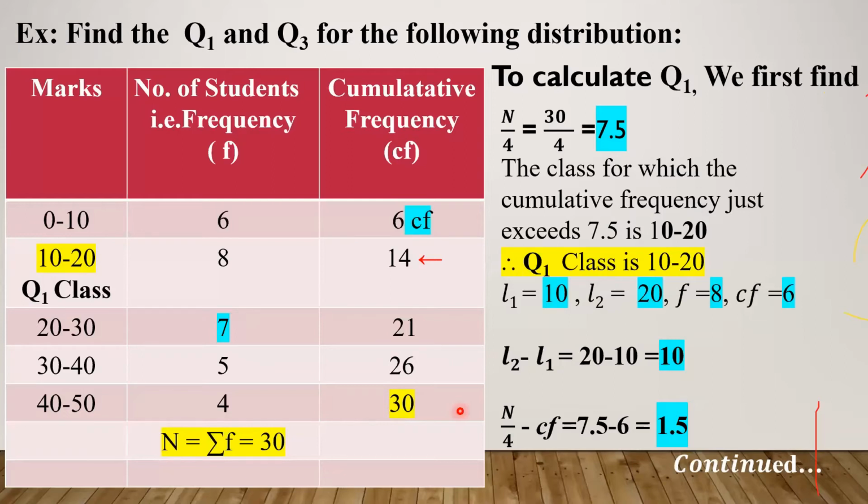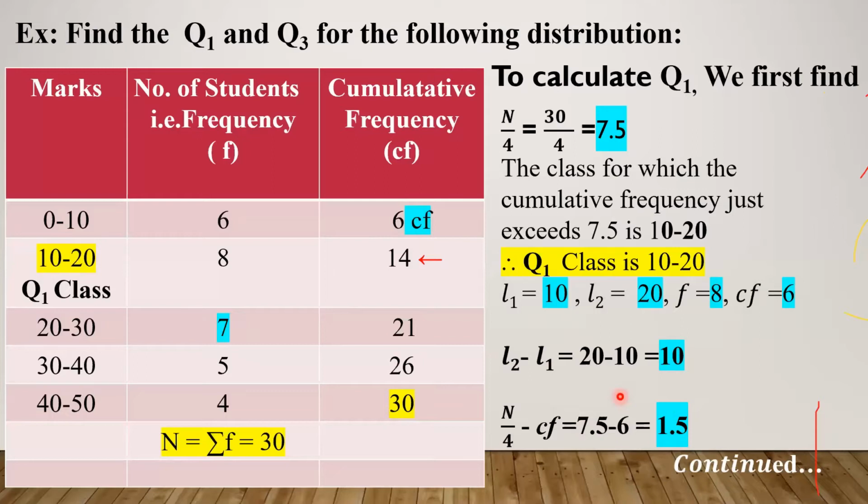Then what else we need? N by 4 minus CF. What is N by 4? 7.5. 7.5 minus CF. CF is how much? 6. 7.5 minus 6. What is that? 1.5. Now we got all the values. So we will now go to the step 5 and apply the formula.